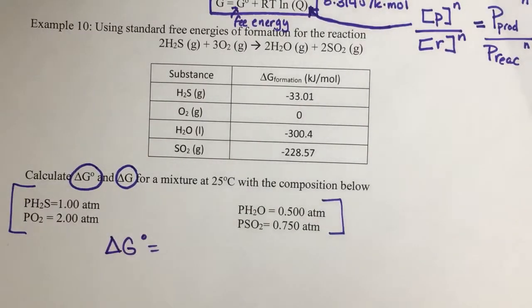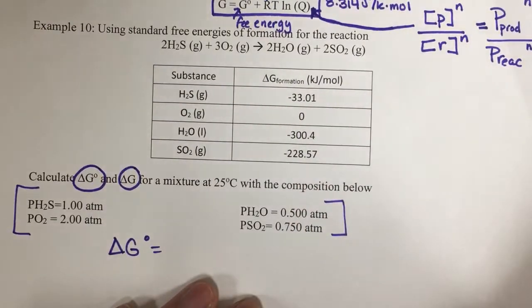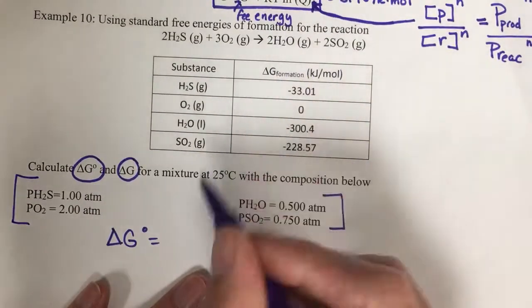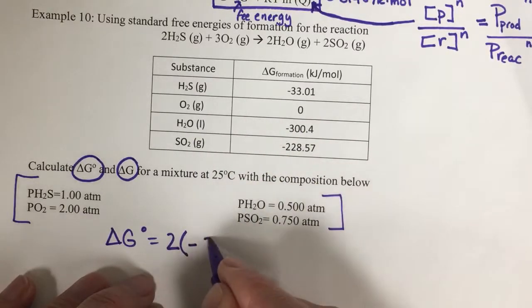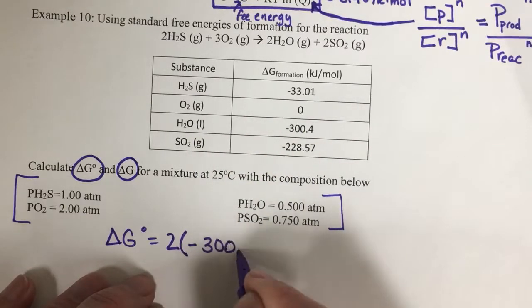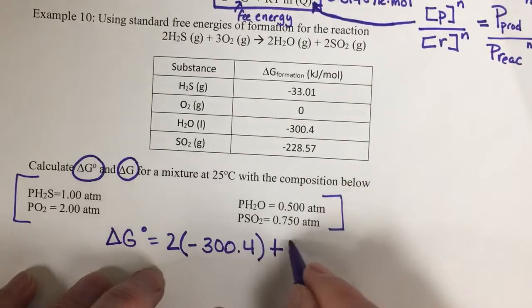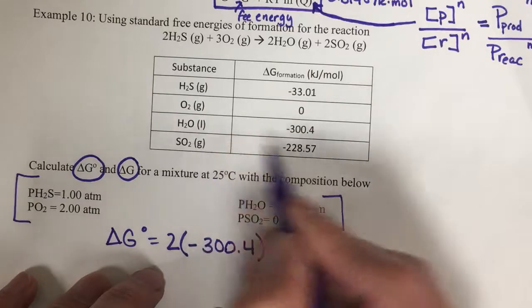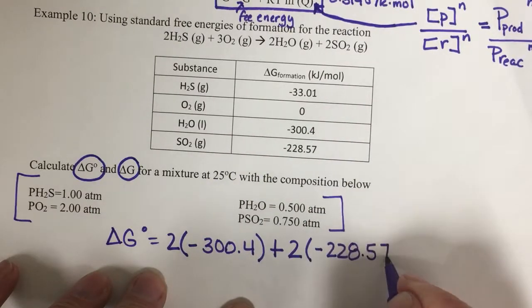that one's easy. We've done this before. No big deal. I've got my table, I've got my information, so off I go. I've got 2 waters. So water is negative 300.4. I've got 2 sulfur dioxides. SO2 is negative 228.57.